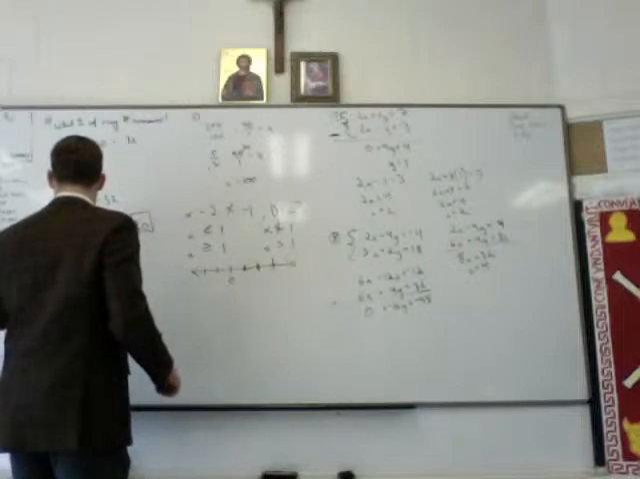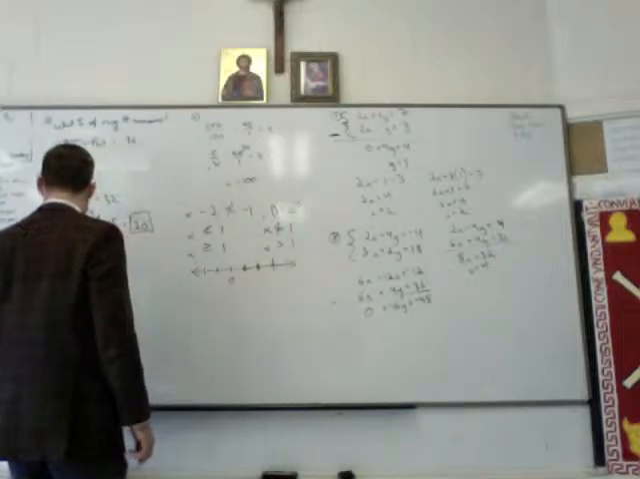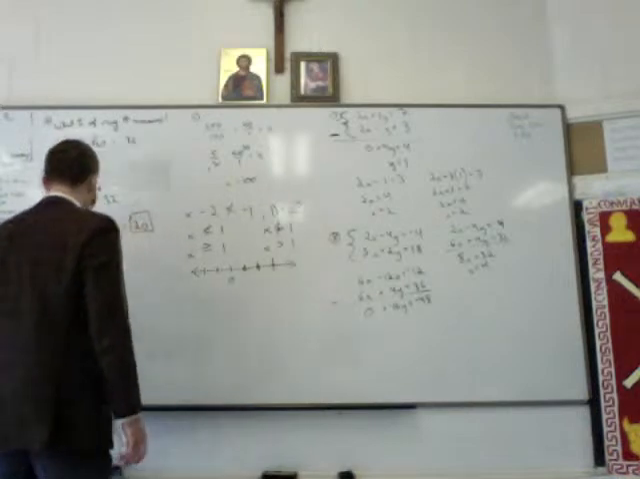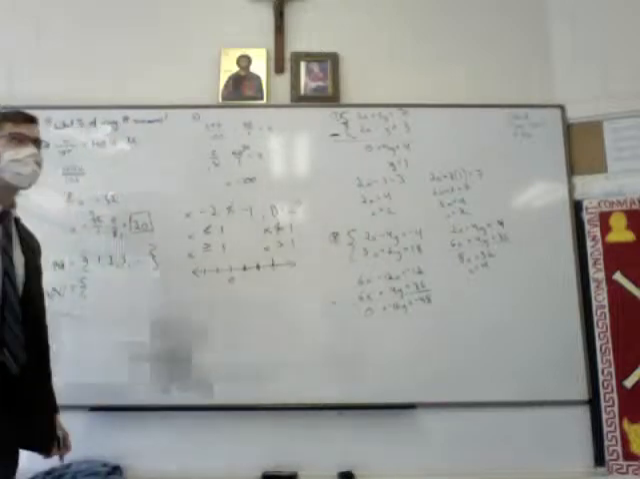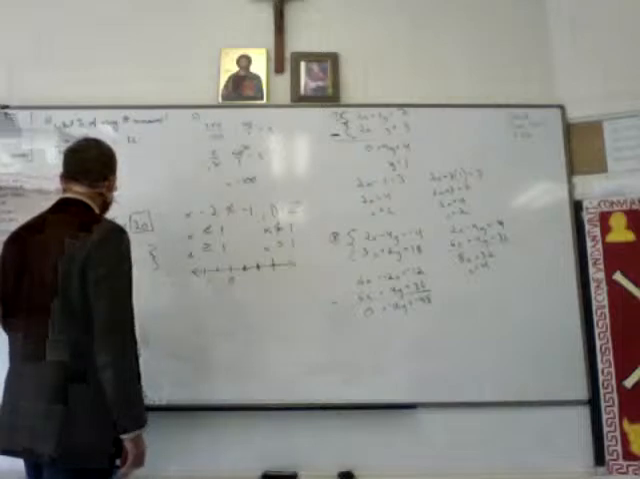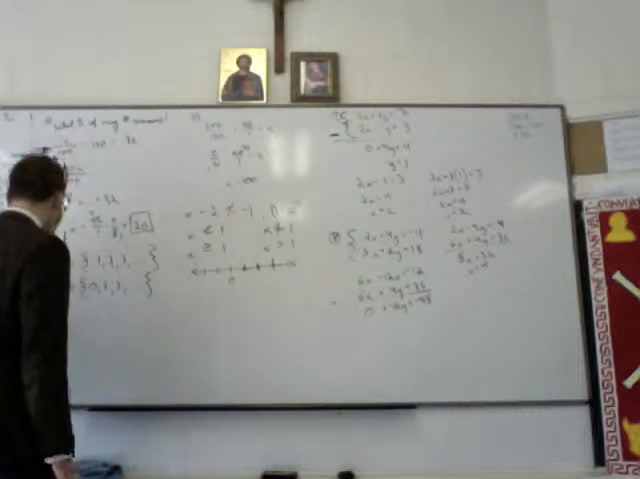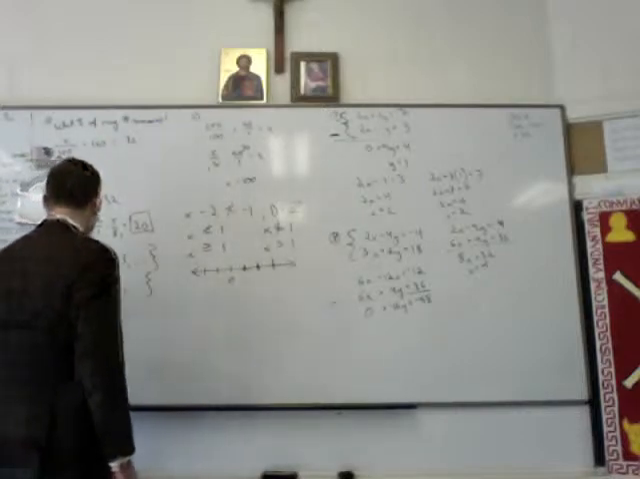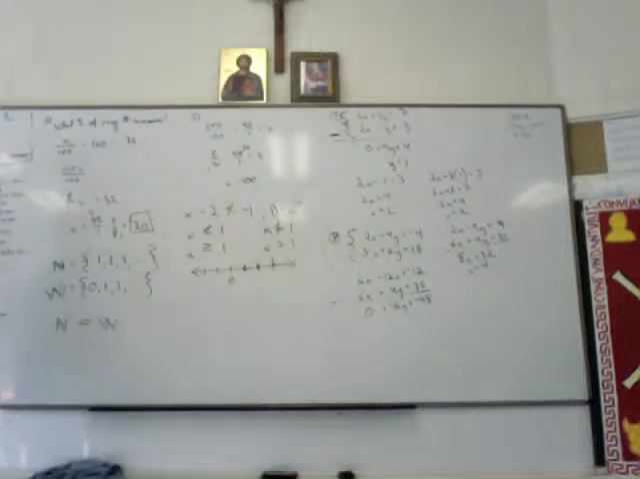Natural numbers are 1, 2, 3. Natural numbers are our positive integers. Whole numbers are non-negative integers. They start with 0. So is it true that the natural numbers are a subset of the whole numbers? Is that true? Yes, because all the natural numbers are part of the whole number set.